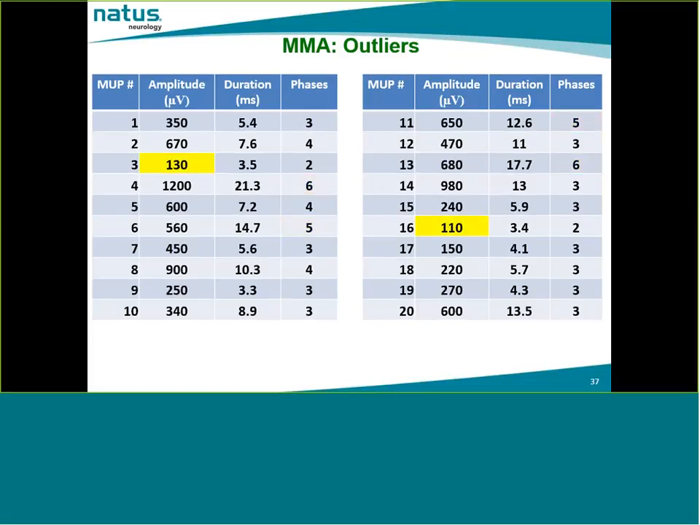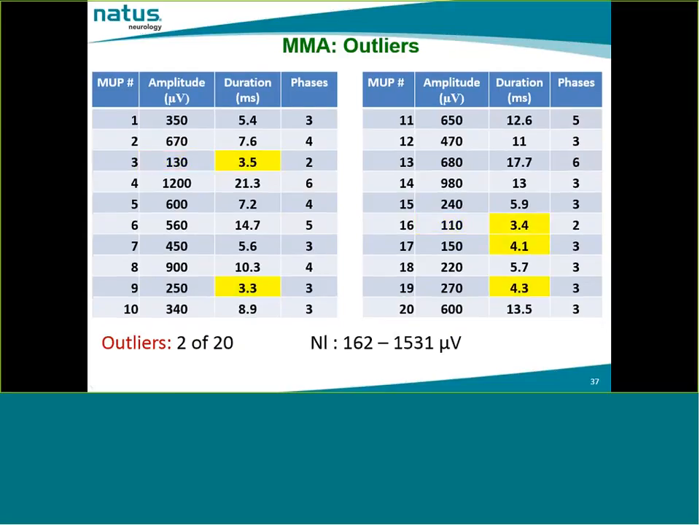Here is the outlier approach. We have recorded 20 motor unit potentials. The abnormal amplitude values are highlighted. In this case, we have 2 outliers out of 20, and this we will consider as normal. Here are duration values. Outliers are highlighted. In this recording, we had 20 potentials, 5 are abnormal or outliers. So this is an abnormal study based on outliers.